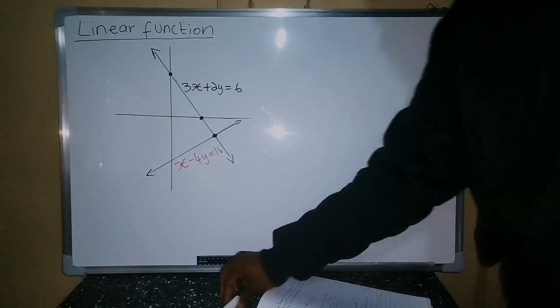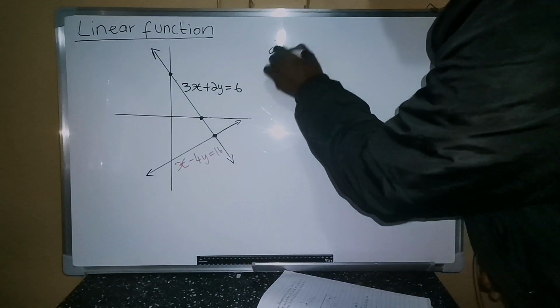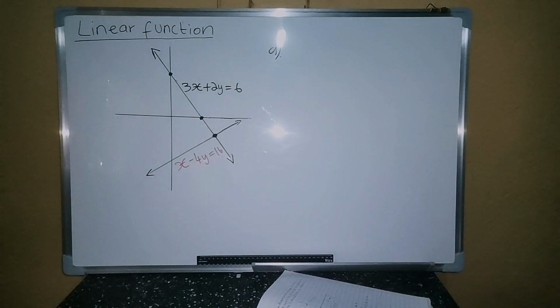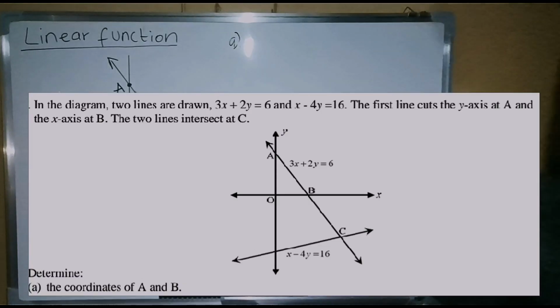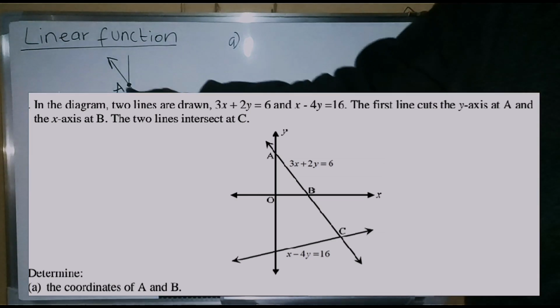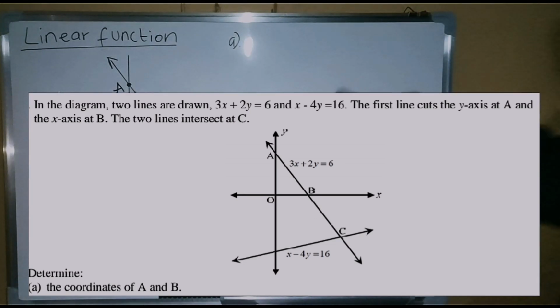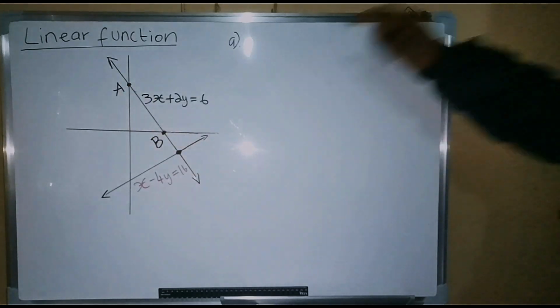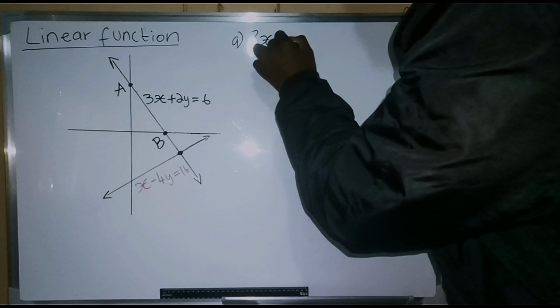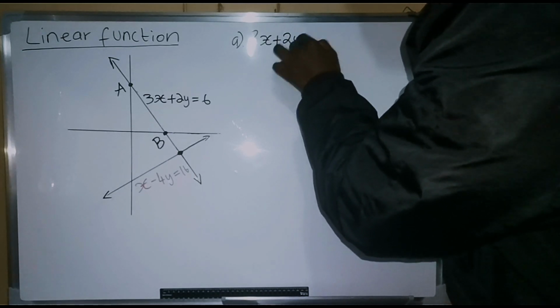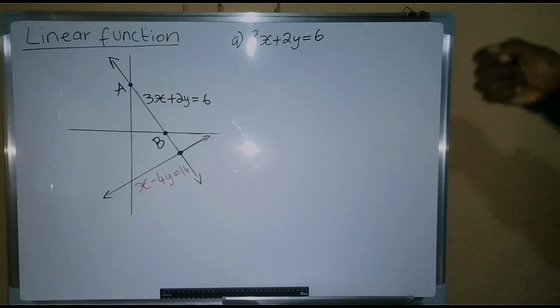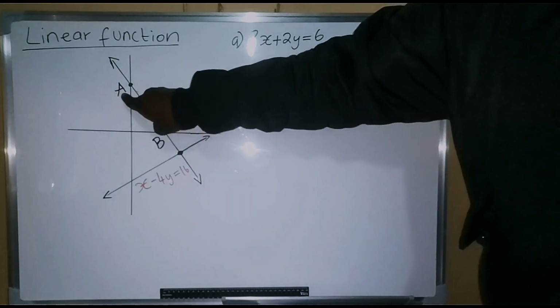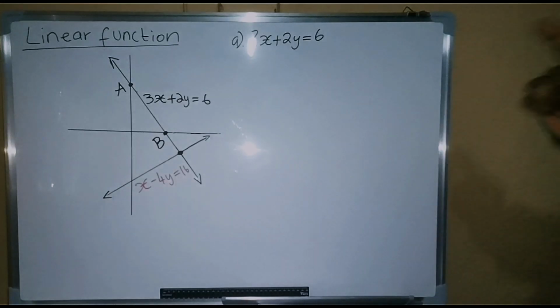So guys, the first question, number A, says: determine the coordinates of point A and point B. Now, we've got two points here, point A and point B. Remember, this graph's equation is 3x plus 2y equals 6. So what are the coordinates of point A and point B?